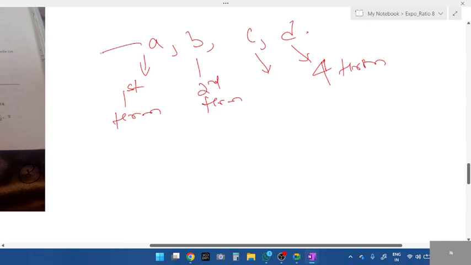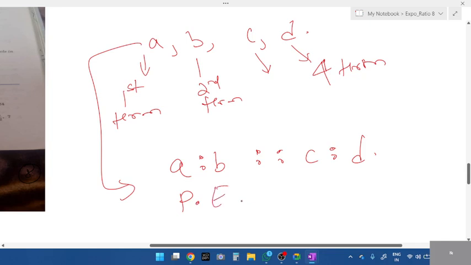Whenever we have 4 values like this, the formula is A is to B is proportionate to C is to D. You have to write it in this form. Once you write it in this form, apply product of extreme is equal to product of mean. I'll write PE in short. Product of extreme is equal to PM, product of mean. Extreme is A into D is equal to B into C.